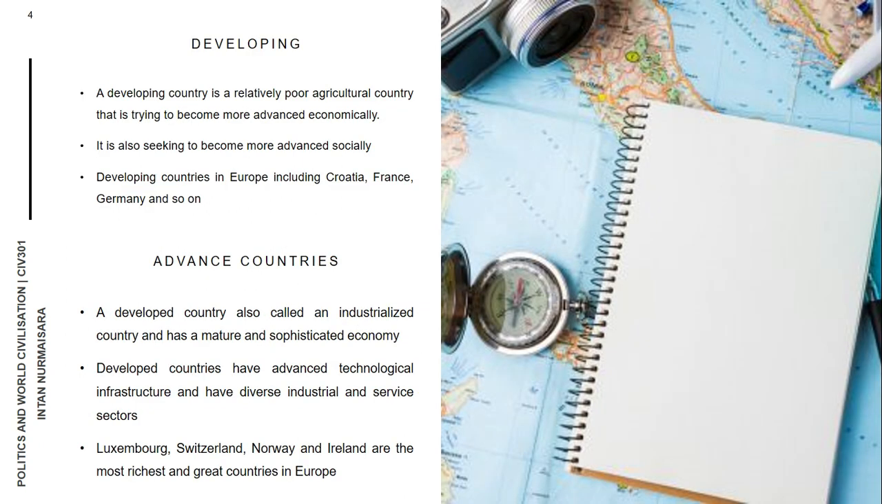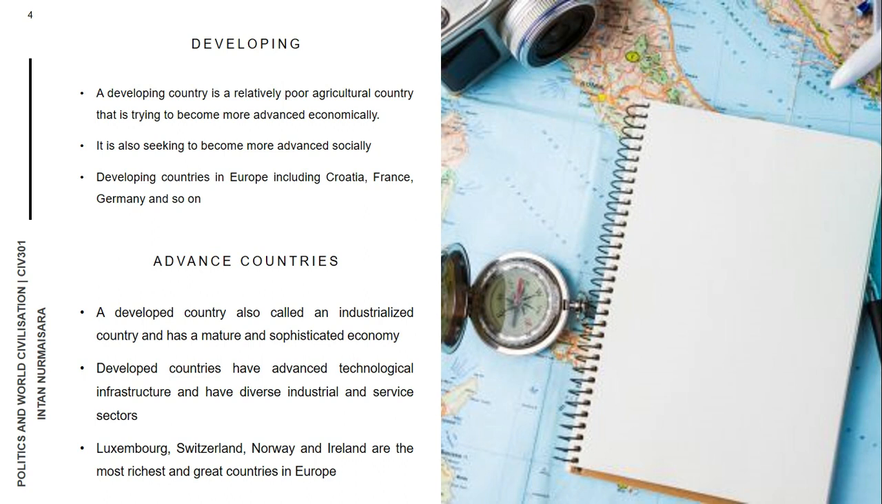Number 2. Developing. It is a relatively poor agricultural country that is trying to become more advanced economically. It is also seeking to become more advanced socially. These countries also have a low income, and the developing countries are Croatia, France, Germany, and many more, but we choose Croatia.